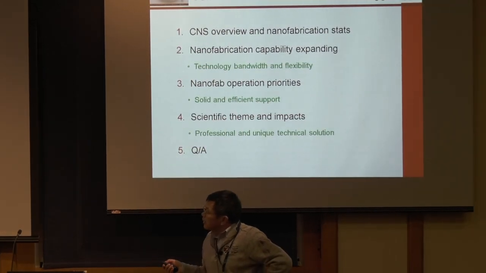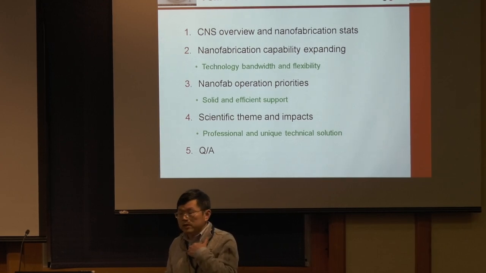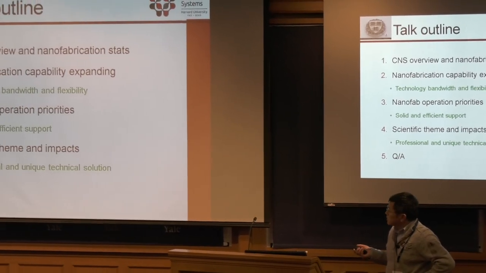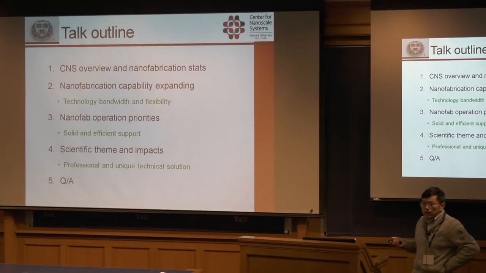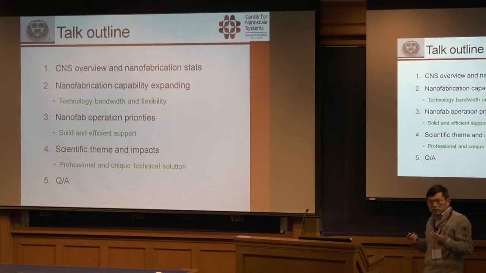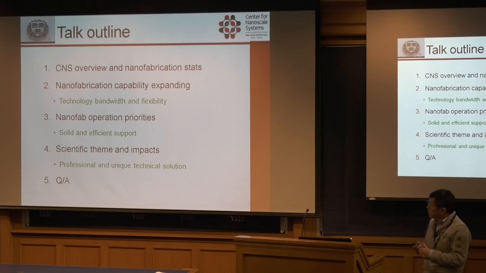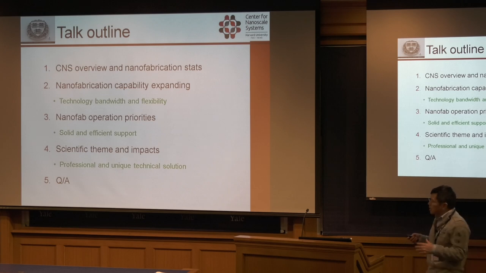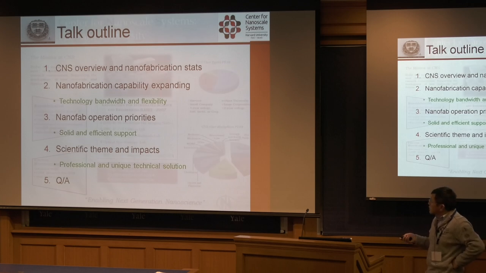First of all, I will give you a brief overview of CNS and show you some fabrication stats. Then I will focus on three parts. One is fabrication capability expansion: we need to provide technical bandwidth and flexibility for a large user base. The second is nanofab operation priorities: how to provide solid and efficient support. The third is scientific thinking and impact: how we support research groups with professional and unique technical solutions.